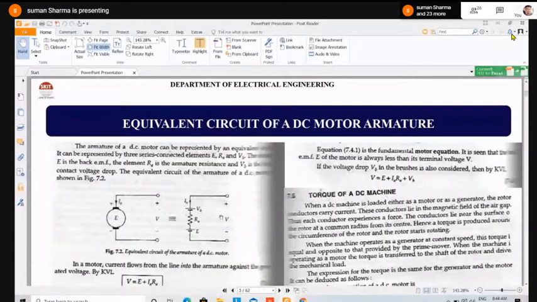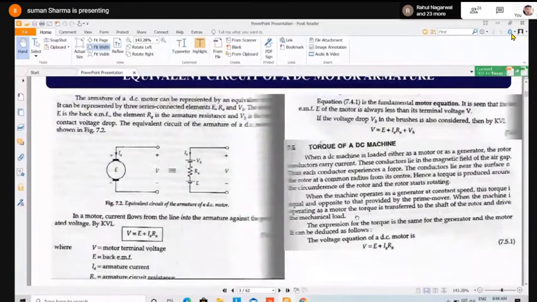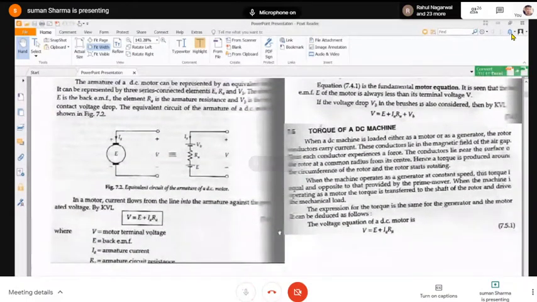V is the main, which is consisting of drop and all, because you are applying electrical input and converting into mechanical output. Whereas in the case of generator, your generated EMF E is equal to V plus IARA. Clear till now? Yes, ma'am. Okay. So we proceed further.